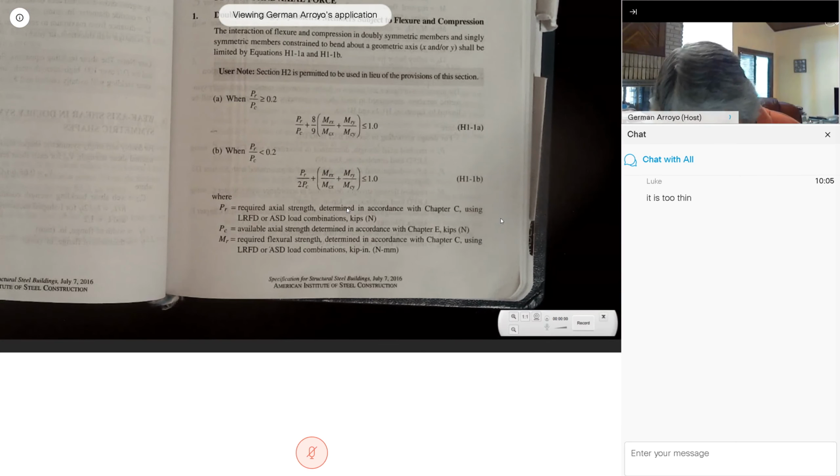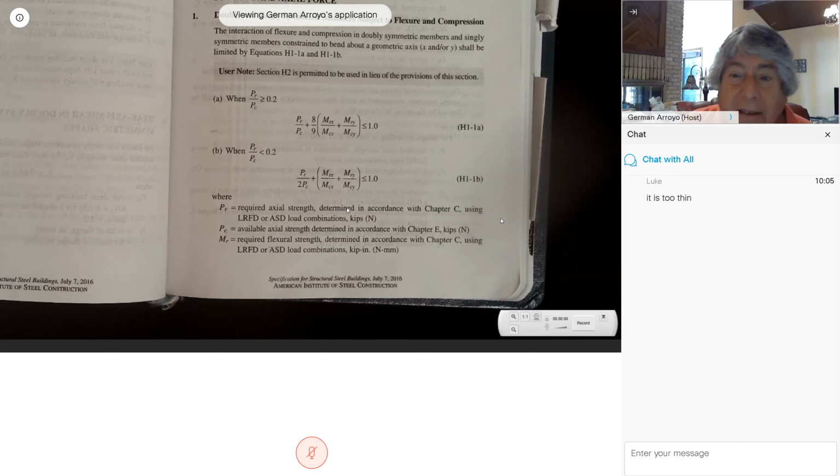Because remember, the P big delta effect, which you're probably going to see in concrete this summer or in the fall if you take concrete, is whenever we have side sway. That's whenever we have the lateral movement of the frame.